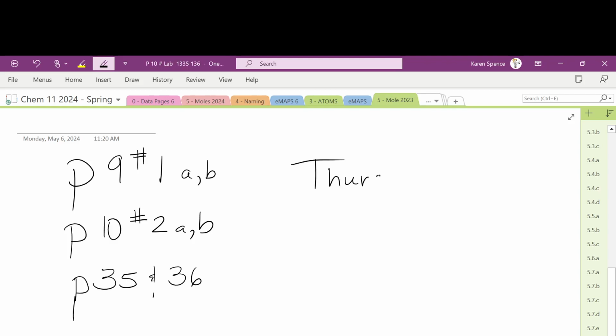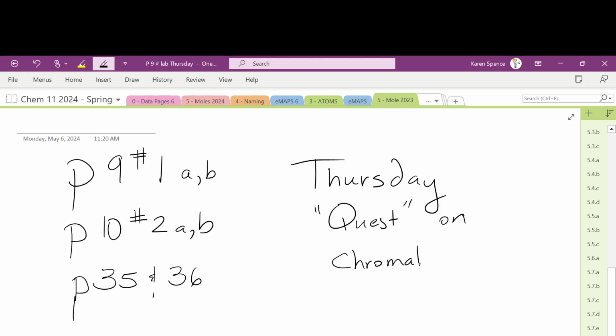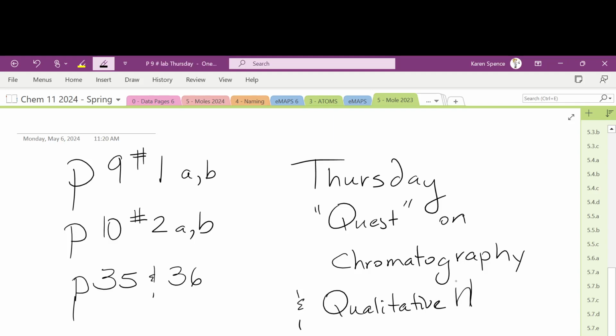So I will give those two handouts to you as well. Thursday, I'm going to call it a quest on chromatography. Wait, when do we get the atom? Like today? Today. And qualitative hydrates, which means no numbers yet, other than like dot 6H2O, because you guys know what that means at this point. Yes? Okay. Let us get you the chromatography one first.